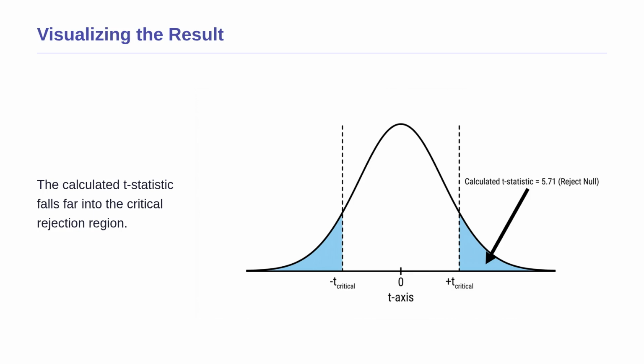Let us visualize what this massive test statistic means. You are looking at a standard t-distribution curve, which represents all the possible outcomes if the typing course had zero real effect. The shaded blue areas in the tails are the critical regions. Our calculated t-statistic of 5.71 falls way out to the right, far beyond the critical threshold. This visualizes exactly why we reject the null hypothesis. Getting a result this extreme by pure chance is virtually impossible.